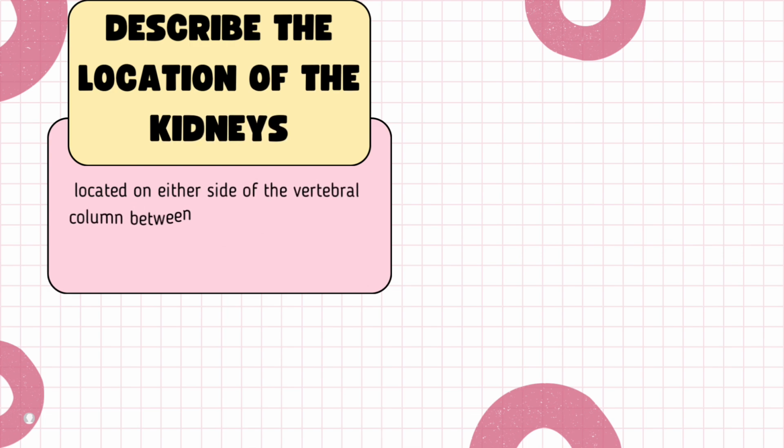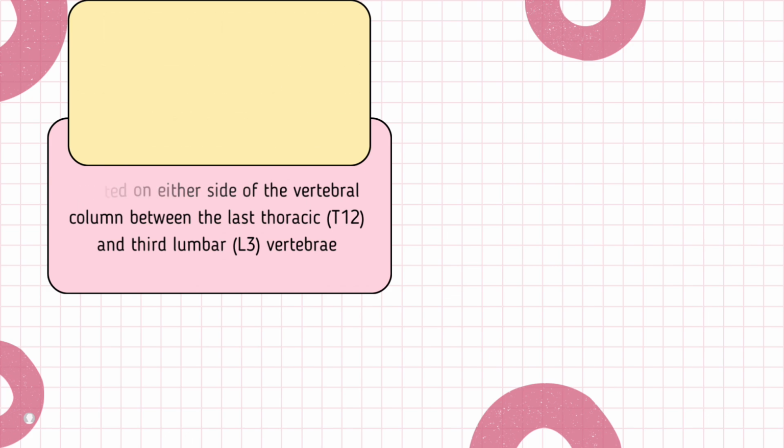Okay, in this slide, we will describe the location of the kidneys. The kidneys are located on either side of the vertebral column between the last thoracic vertebra, T12, and the third lumbar vertebra, L3. The right kidney sits a little lower than the left kidney. The superior surface of each kidney is capped by an adrenal gland, and the kidneys and adrenal glands lie between the muscles of the dorsal body wall and the peritoneal lining. This position is called retroperitoneal because the organs are behind the peritoneum.